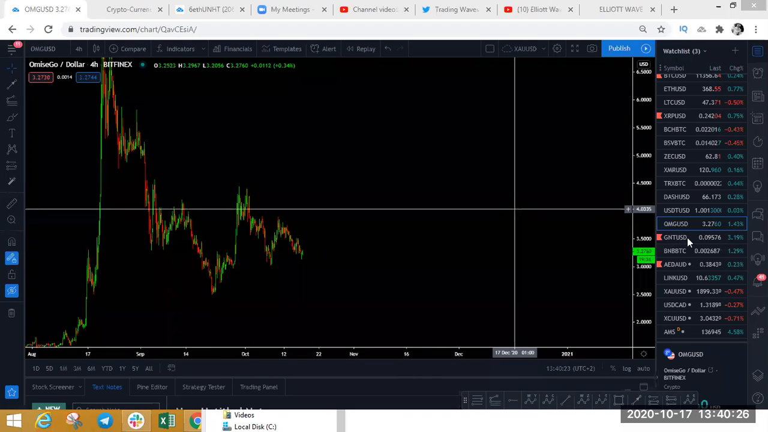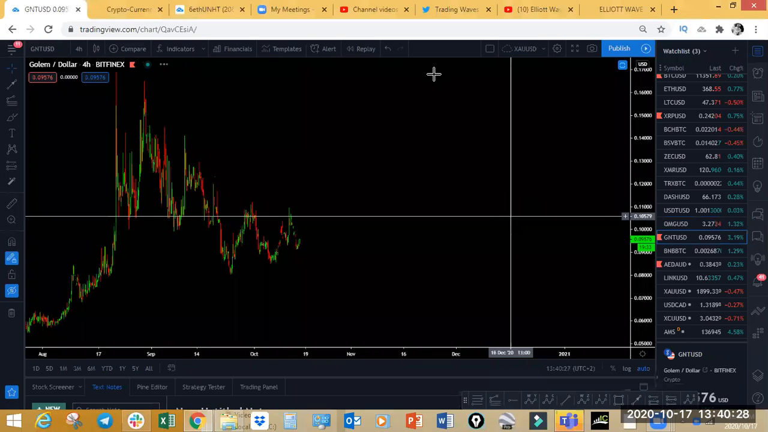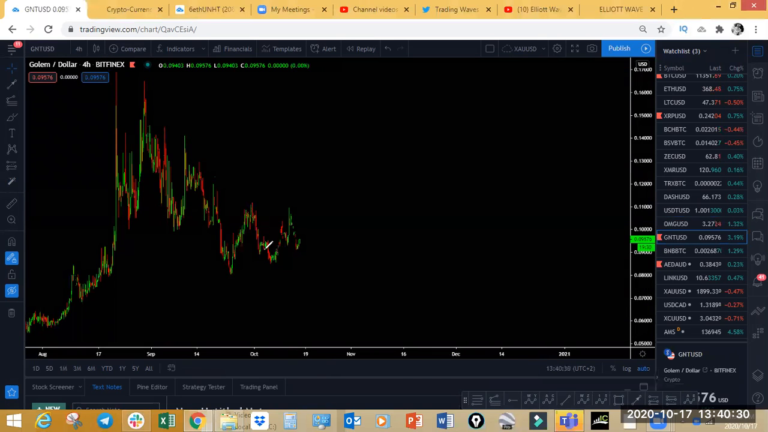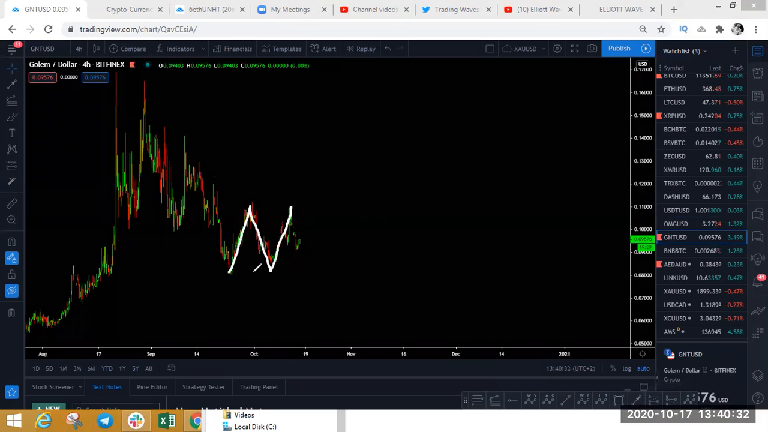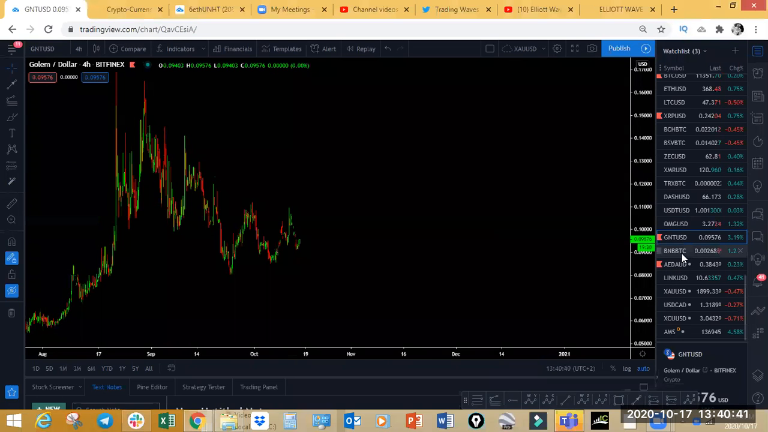Golem has made this 1, 2, 3 wave structure. That's a flat, stopped impulsively. Look for it to continue to the downside. That is Golem, and then Binance.